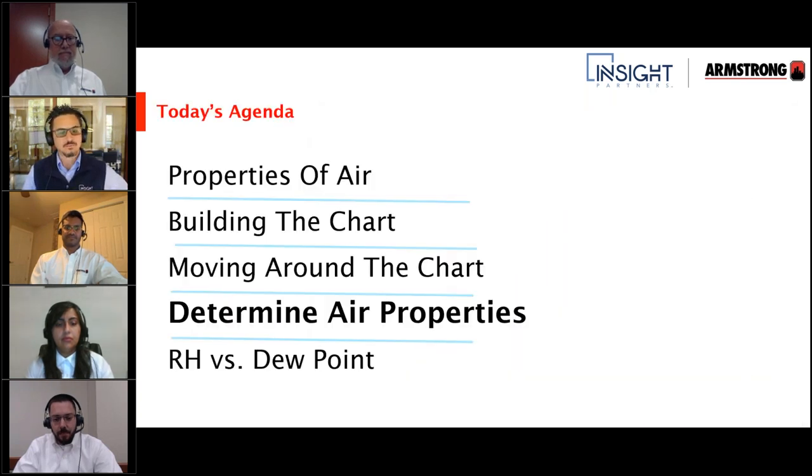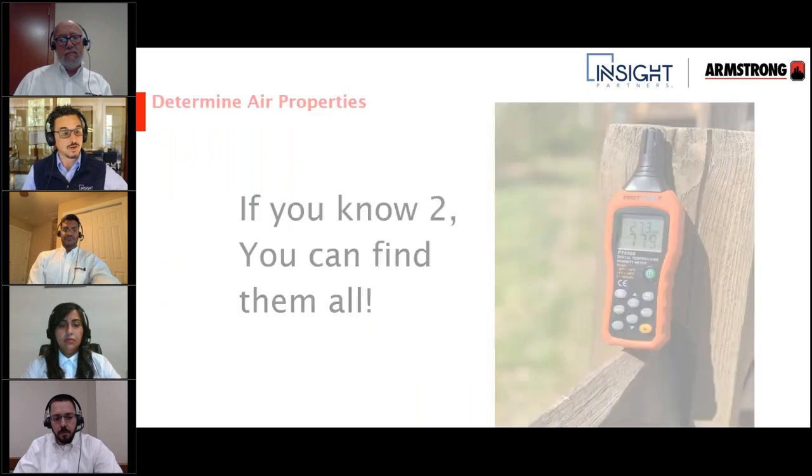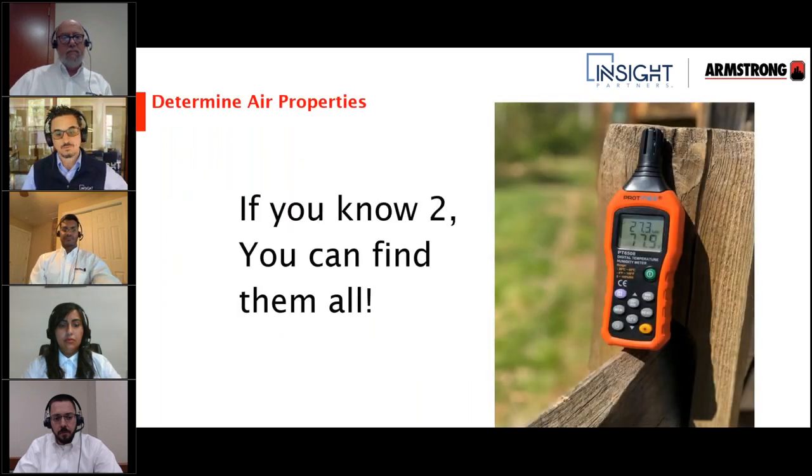So now we're gonna determine some air properties. We talked about the properties of air. We built the chart. We moved around the chart. Now we're gonna talk about determining some of the air properties using the chart. If you know 2 of the properties we discussed, you can use the chart to find all the other ones. You plot the 2 and then you find the other ones.